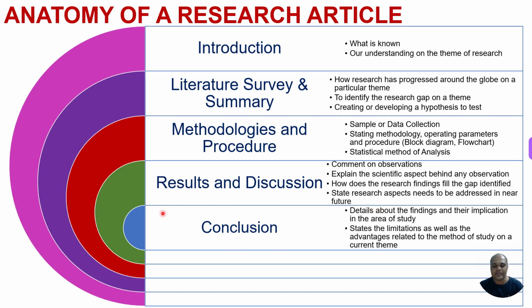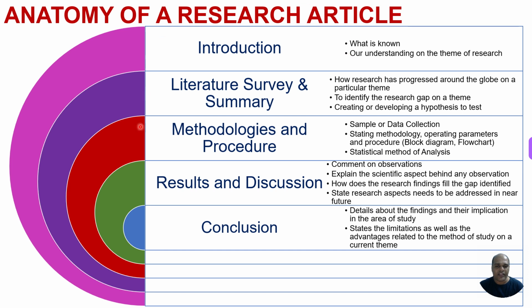And the final section talks about the conclusion part. The conclusion details the findings and their implication in the area of study. It states the limitations as well. So we should not try to hide the limitations of our method. It is always better to give the advantages of our method and also the limitations of our method. So we should talk about both the limitations and the advantages in the conclusion section.